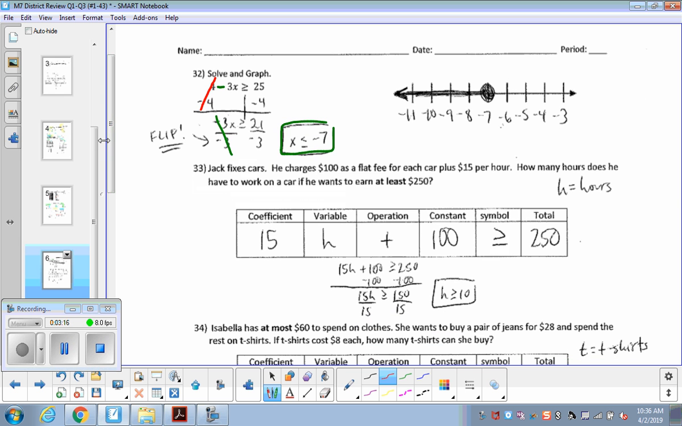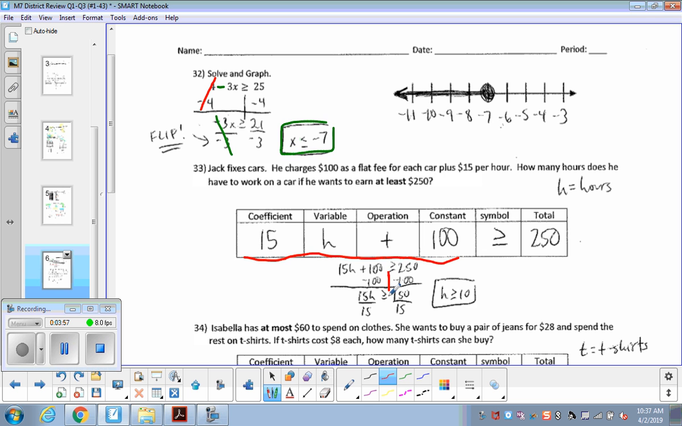All right, for question 33, if Jack fixes cars and charges $100 as a flat fee, he also charges $15 per hour. How many hours does Jack have to work on the car if he wants to earn at least $250? So all of this over here is how he earns money, and he wants to earn at least $250, meaning all of this is going to be more than or equal to the $250, and that's why we have this symbol. Now the letter H here represents hours, and what you can see is that it's $15 per hour plus the $100, that's how he's earning money, and we want it to be more than or equal to $250.